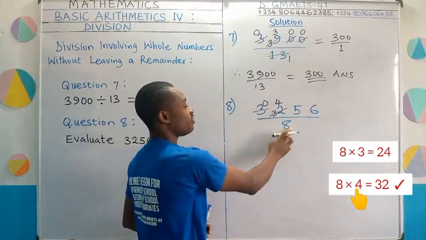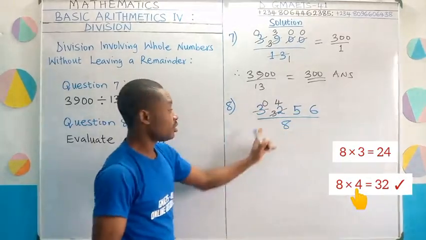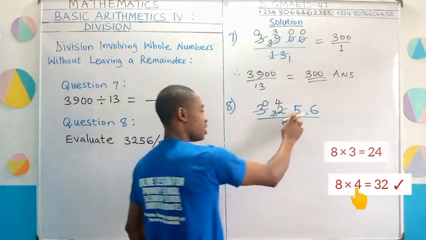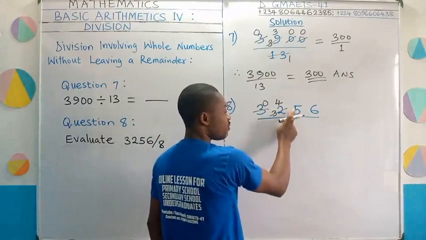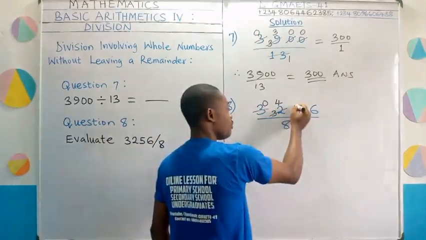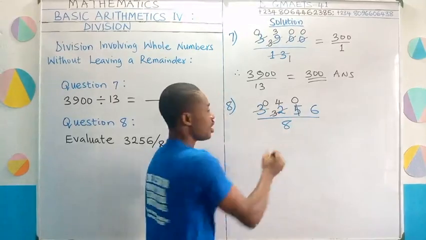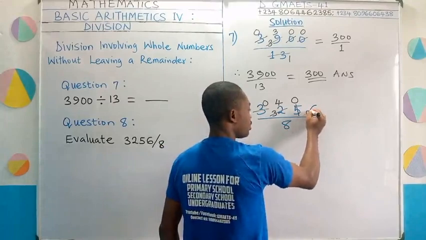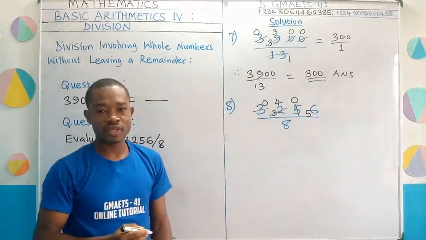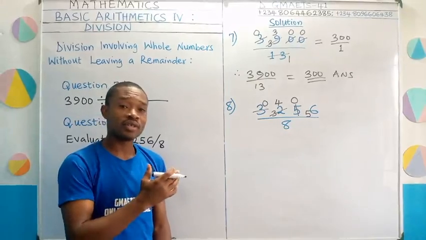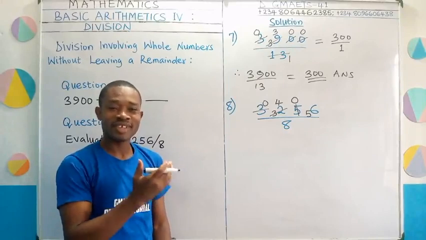Now, we have 5 divided by 8. There is no remainder when you divide 32 by 8. No remainder. Now, you move on to the next digit. 5 divided by 8. 5 is smaller than 8. So, if you do 5 divided by 8, the answer will be 0 remainder 5. Attach that remainder 5 to this 6. You get 56.